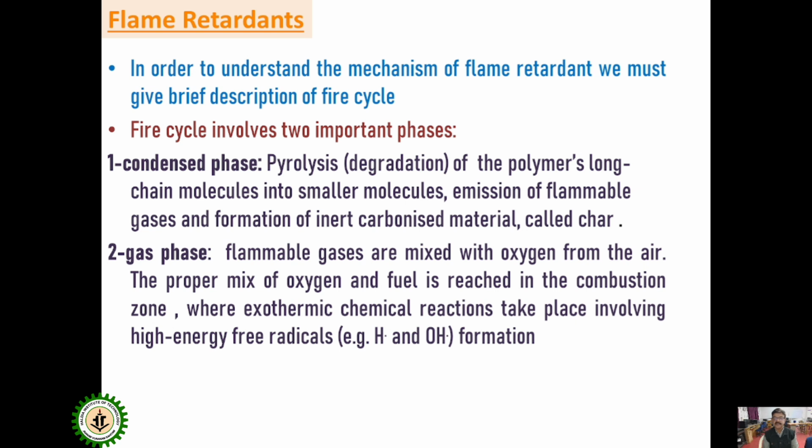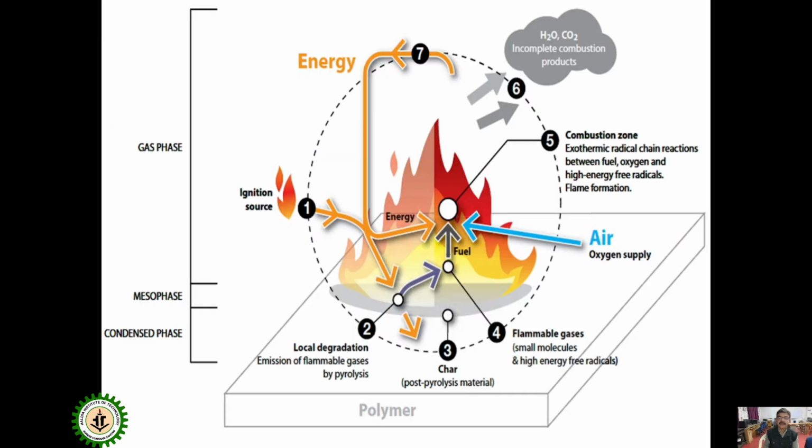In the condensed phase, mainly pyrolysis occurs, that is the degradation of polymeric long chain molecules, and due to that, flammable gases are emitted and inert carbonized material is formed, which is ultimately called char. In the gas phase of the fire cycle, the flammable gases are mixed with oxygen from the air, and a proper mix of oxygen and fuel is released in the combustion zone, where an exothermic chemical reaction takes place involving the formation of high energy free radicals. So this is the fire cycle.